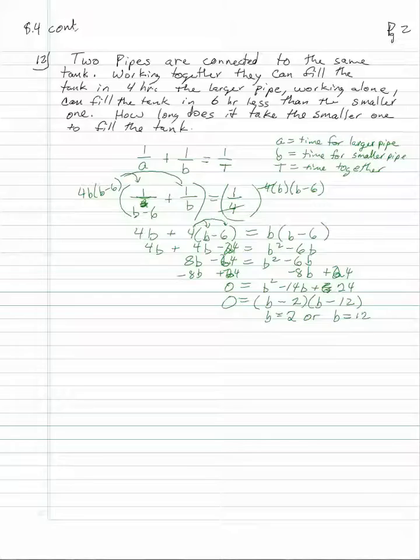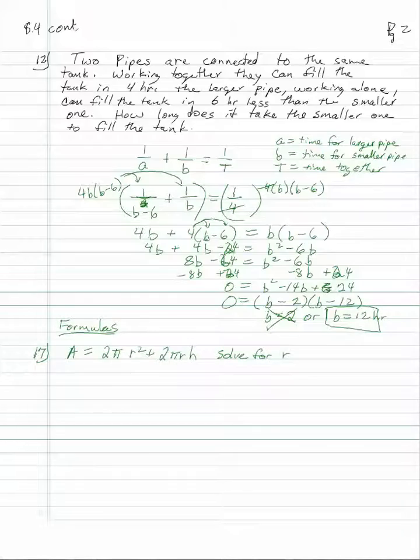And again, when we go back to check, B equals 2 is not going to make sense, because when you plug it in, time A is 2 minus 6, which would be a negative time, so that wouldn't make sense. And how long will it take the smaller one to fill the tank? So just 12 hours. Okay.